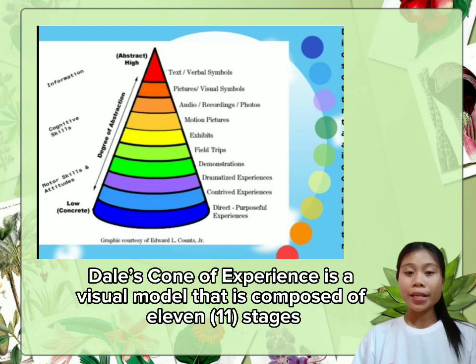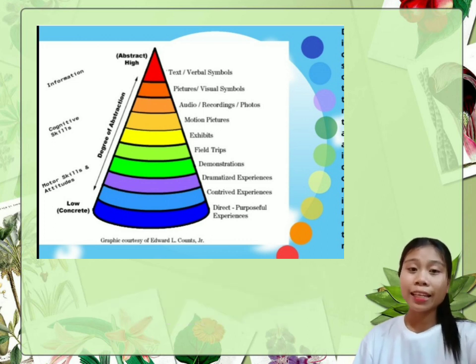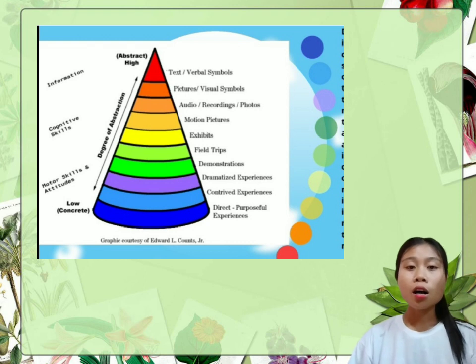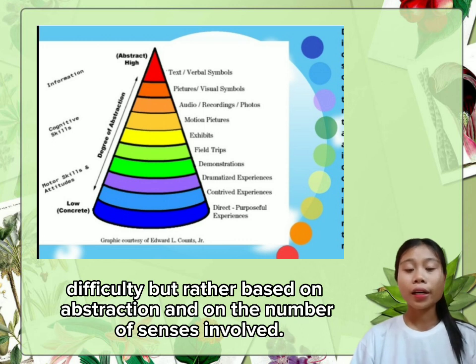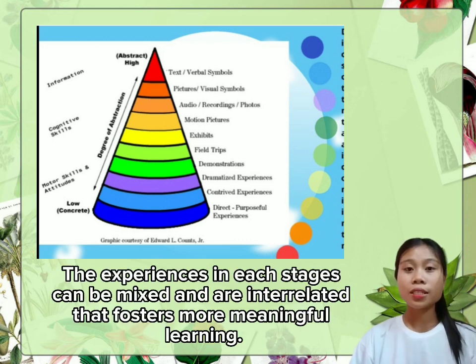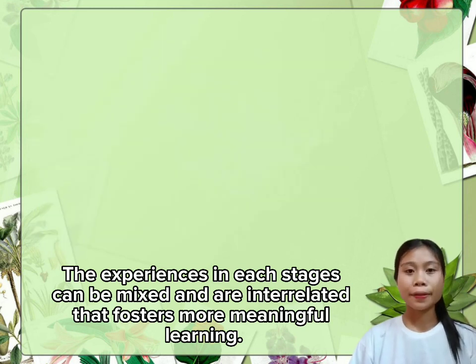Dale's Cone of Experience is a visual model that is composed of 11 stages, starting from concrete experiences at the bottom of the cone. Then it becomes more and more abstract as it reaches the peak of the cone. Also, according to Dale, the arrangement in the cone is not based on its difficulty, but rather based on abstraction and on the number of senses involved. The experiences in each stage can be mixed and are interrelated, which fosters more meaningful learning.